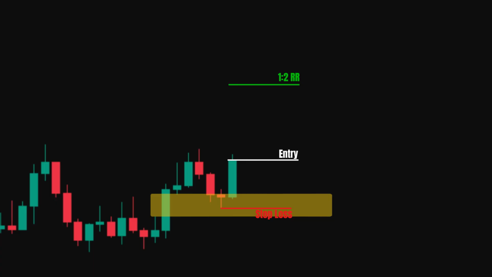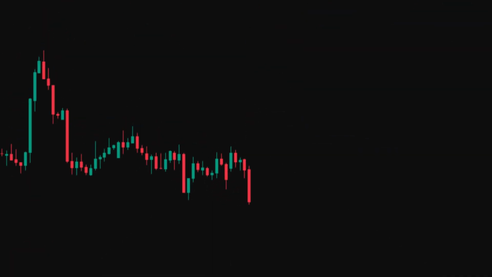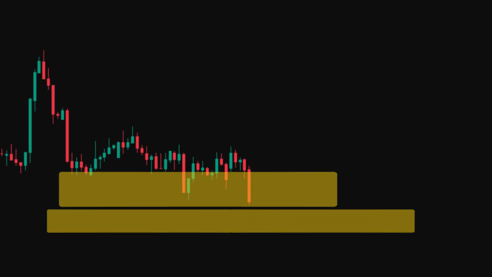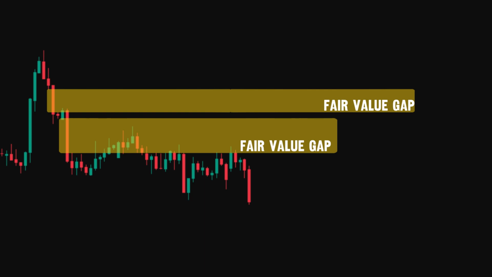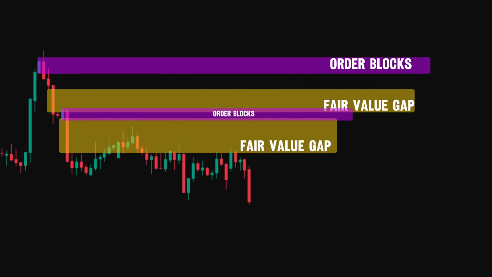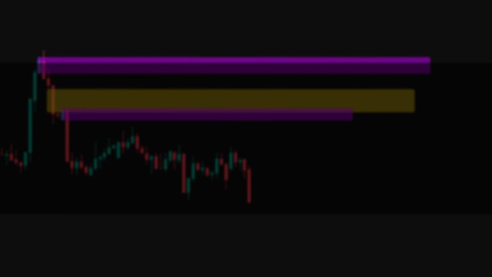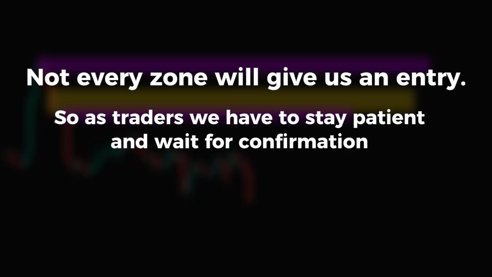Now let's take a look at the next example. Here, we can clearly see that price is in an overall downtrend. As price moves lower, it leaves behind multiple valid fair value gaps and order blocks, some of which price has already reacted from. Now, this is important, and not every zone will give us an entry. So as traders, we have to stay patient and wait for confirmation.